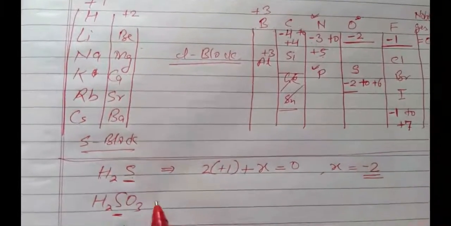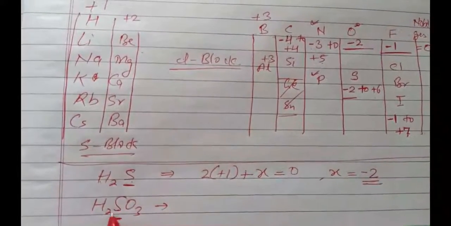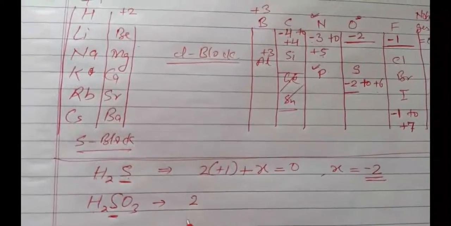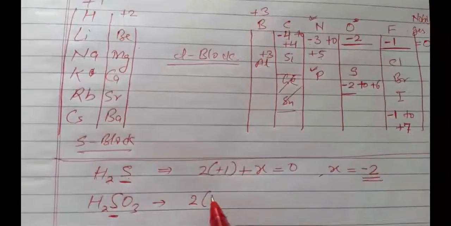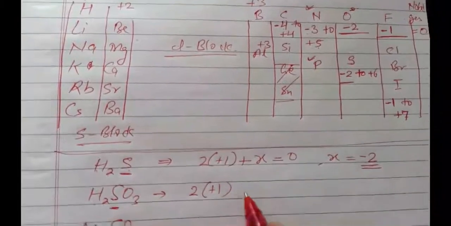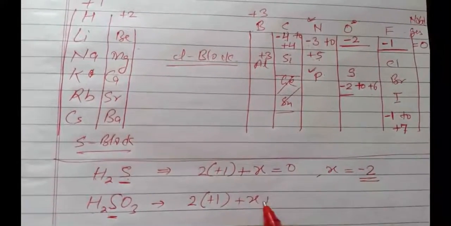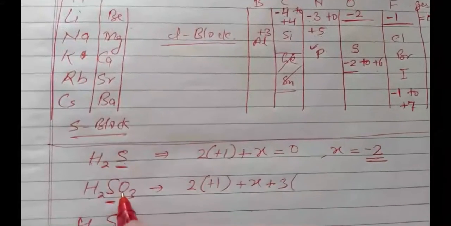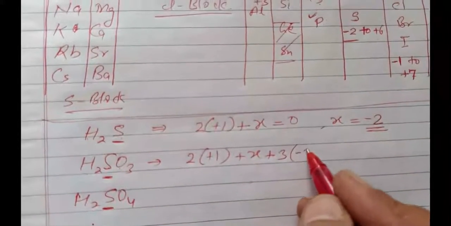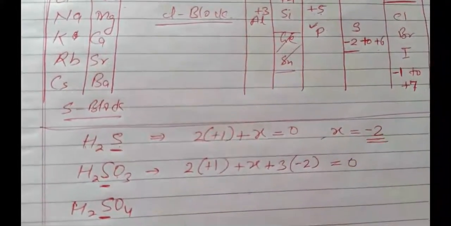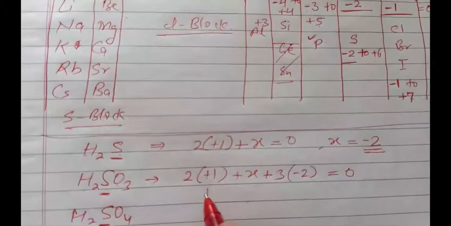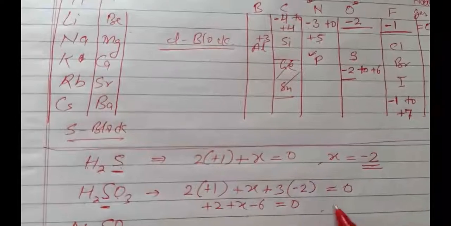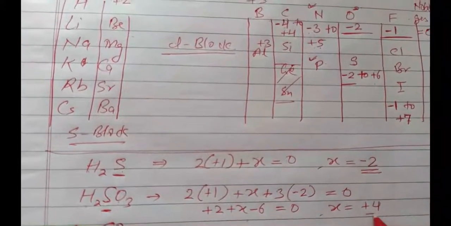Now here, H2SO3, how many hydrogen? 2 hydrogen. We write 2 first, then bracket. What is the oxidation number of hydrogen? +1. Sulfur we don't know, that's why we put X. Then plus how many oxygen atoms? 3. Then bracket. What is the oxidation number of oxygen? It is -2. The sum will be equal to 0. So we write +2 plus X minus 6 is equal to 0. Then X will be equal to +4.